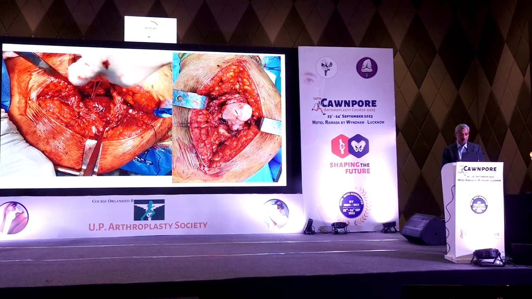So just go through that. Yeah, just the steps of surgery. That's the shape of the head at the dislocation.